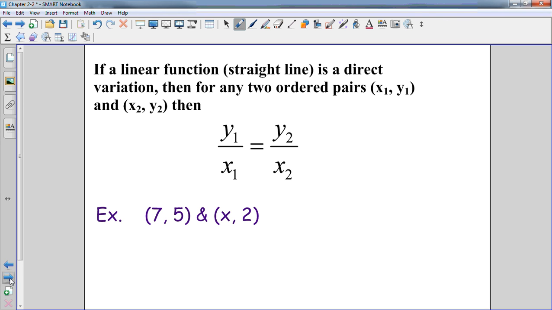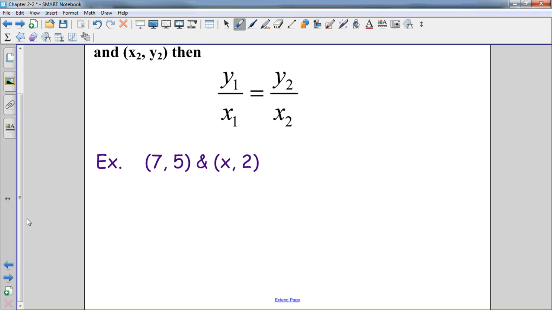if a linear function or a straight line is a direct variation, then for any two ordered pairs, x1, y1, and x2, y2, you can set up this proportion. So if you have any 2 points on the line, this has to be true. Okay? This has to be true. Well, let me ask you this. If I give you an example that looks like this, where 7, 5, and x2, can you find out what x is? If you label this x1, y1, and this x2, y2, do this on your paper with the example. Okay, label them x1, y1, x2, y2.